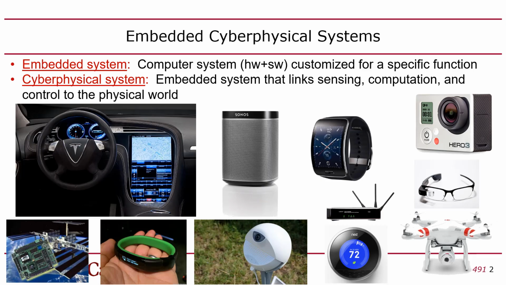So this class is about embedded cyber-physical systems. You all know what an embedded system is, right? You took a course on embedded systems. So an embedded system is a computer that's designed really just for one purpose, one application. And so its hardware and software are optimized for that purpose.